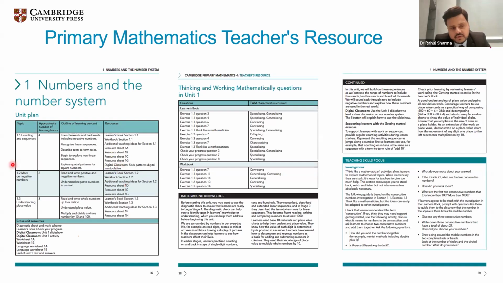But the teacher's resource is telling you, this is my unit plan. In my unit plan, these are the TWM questions which you should focus on. They have also categorized that this question is a specializing question, this question is a generalizing question, and so on. The learner's book, the workbook. So they have not just left it for the sake of it. They have explained it and they have introduced it in every chapter or every subunit.